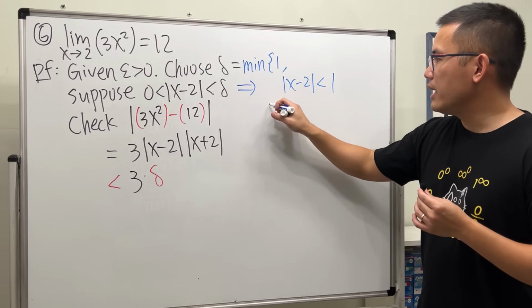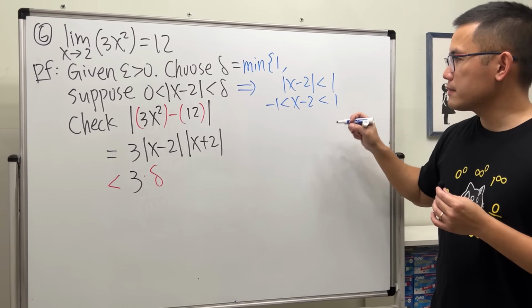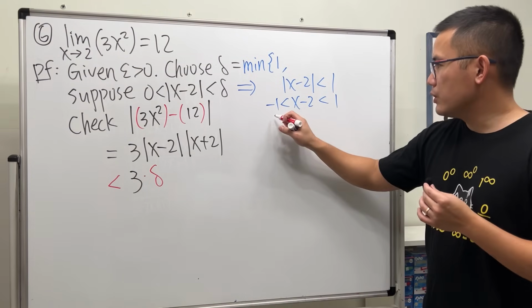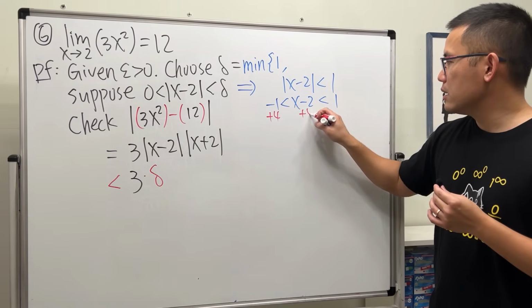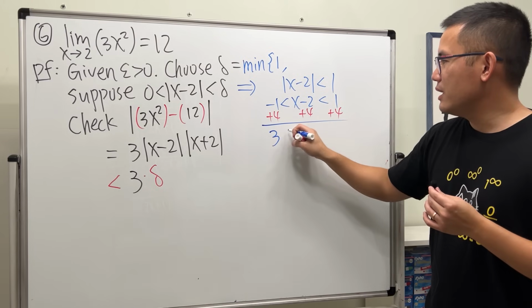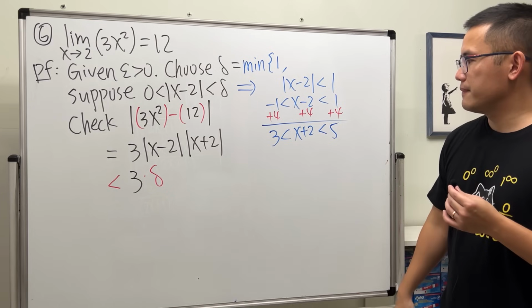Open that, we get x minus 2 is in between of negative 1 and 1. And we want to get to plus 2, right? So let's just go ahead and add 4 on, not both sides, but like to everybody. So this is 3, and then we have x plus 2 here, and then this is 5.